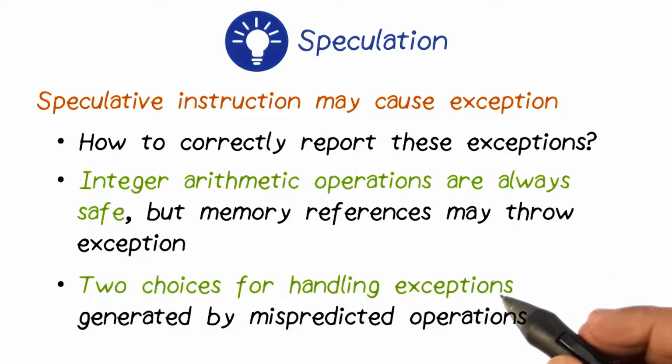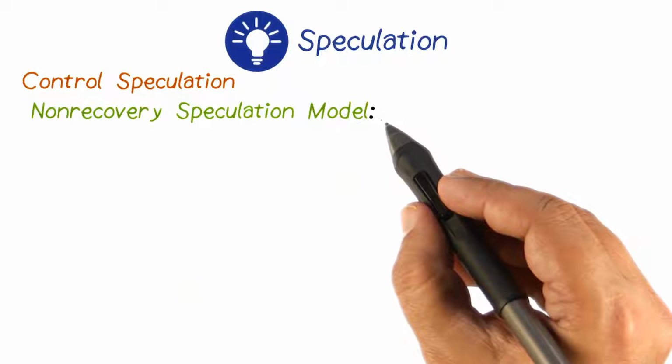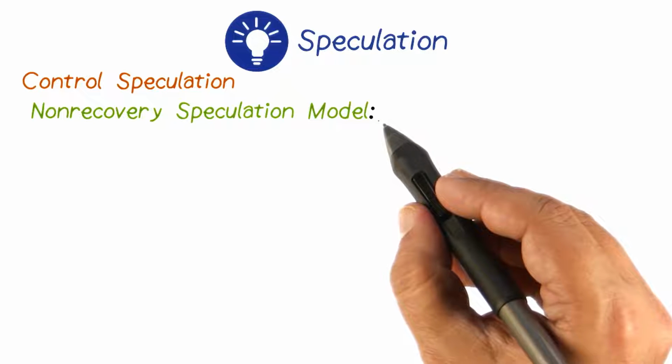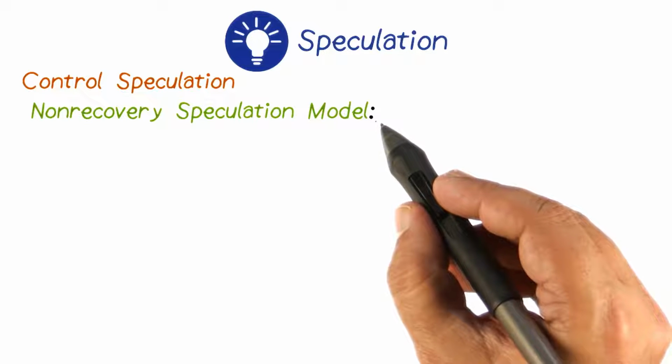So there are two choices for handling exceptions generated by mispredicted operations, and those exceptions are generated at an earlier point because these operations are moved earlier, and we'll take a look at these two different mechanisms now. So the first model is the non-recovery speculation model. In this model, we only signal errors and discard certain operations, but do not recover or correct this exception.